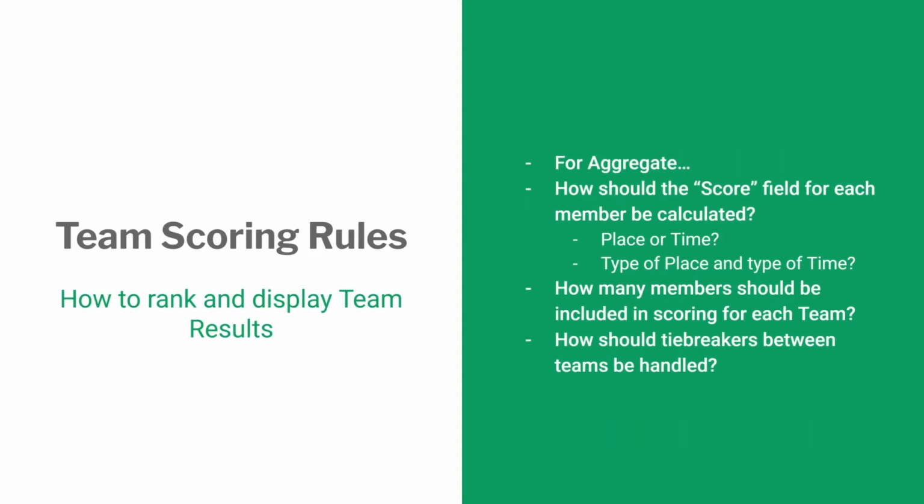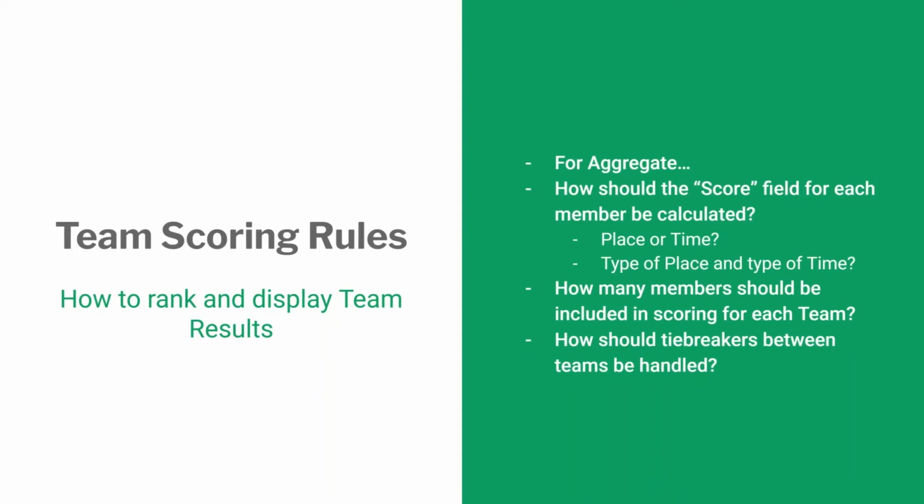So for aggregate, again, how should this score field for each member be calculated? You have to tell the system what you want to do. There's many different ways you can do this, but the general categories are, should it be by placement or by time? And then you get to decide what type of place and what type of time. I'm going to talk a little more about this in a minute, about all the different options you have to give participants who are a part of a team the scores.